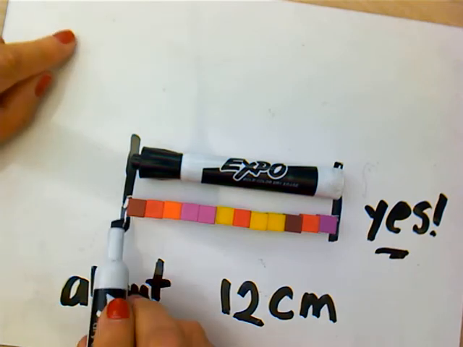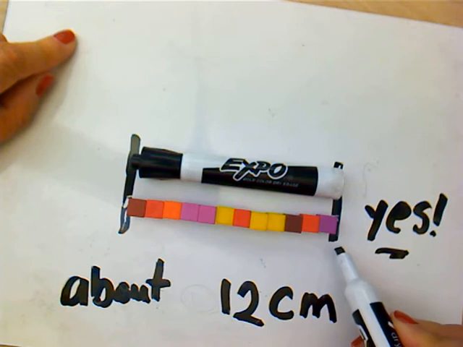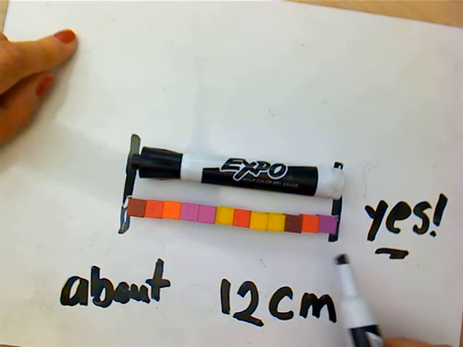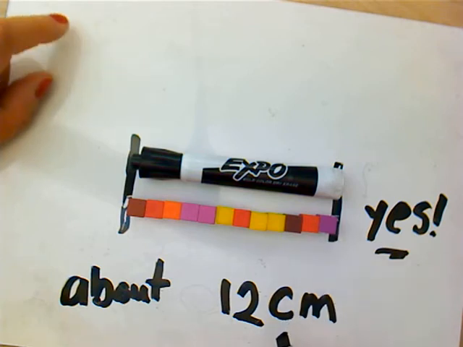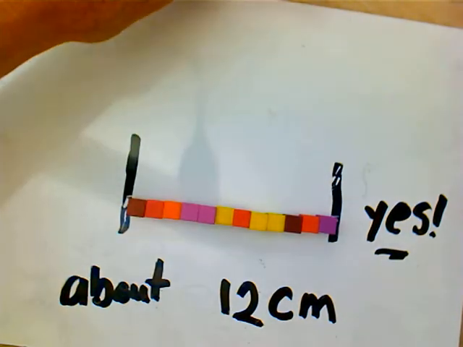So I'm going to get it as close to my starting line as I possibly can and as close to my ending line as I can. You can see that this one goes over just a little bit, but it's pretty close to that 12th one, and I would count that as 12. So we always want to go to the closest number that we can. All right, so let's try measuring something else.